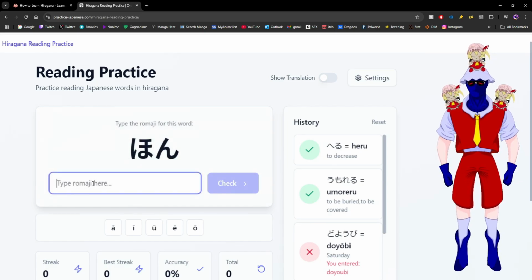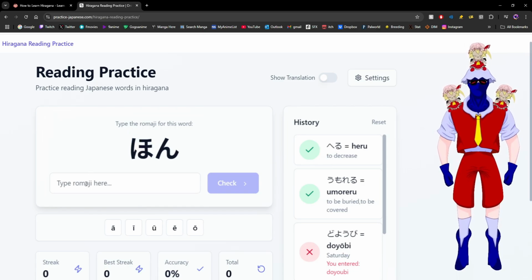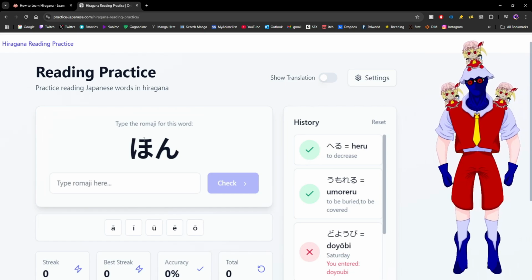Cool. We have ho, this is a motherfucker. That's a hole. How do I know it? It looks like a ha, but with an extra line to confuse us. That's a hole. That's a motherfucking hole.